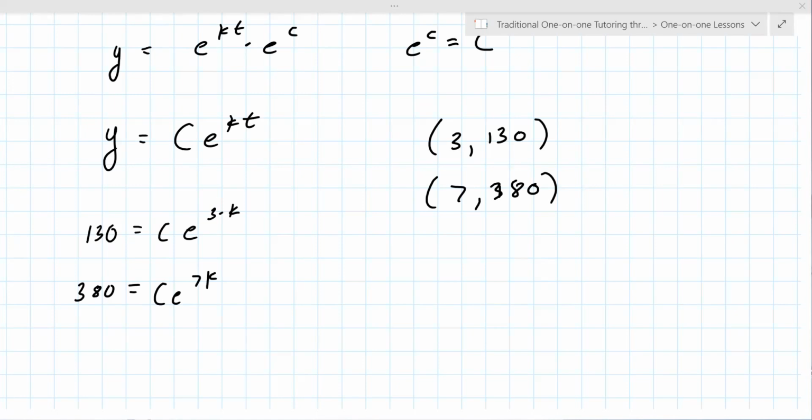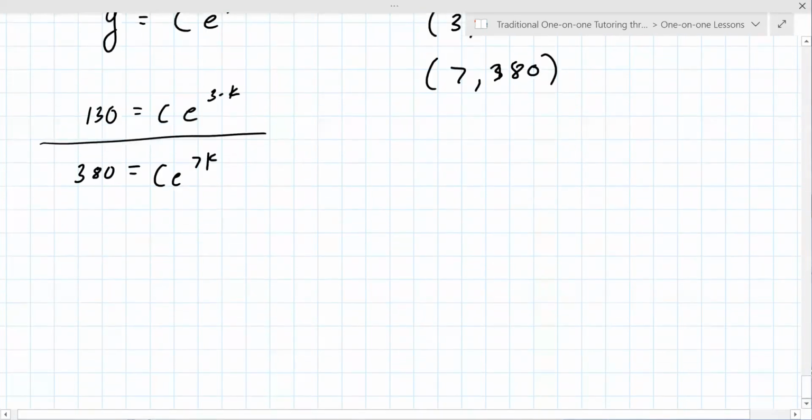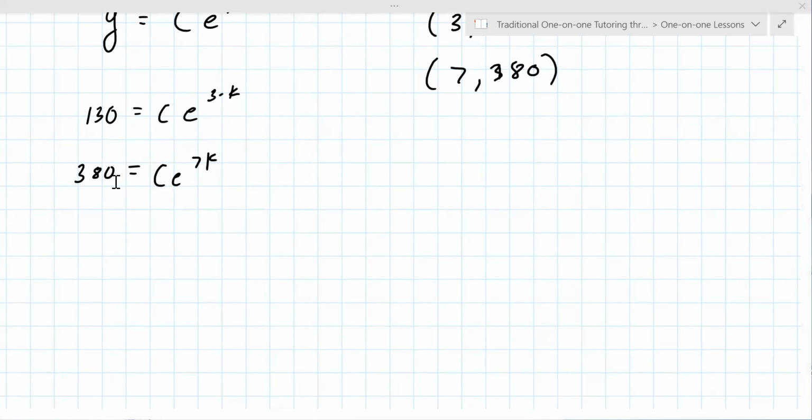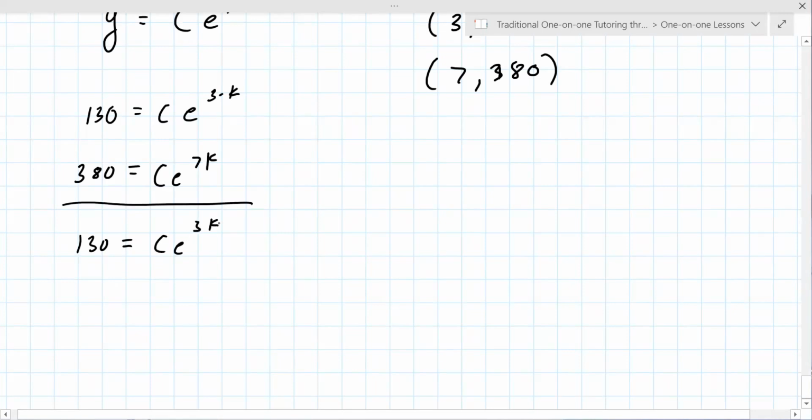So then you solve for C? Yes, so you do that by dividing here. It's probably been a while since you've done this. You actually want to put the larger one on top. So you're dividing the two equations? Yes. So on the left here, you get 380 over 130 equals C over C, e to the 7k over e to the 3k. And then you use some properties.